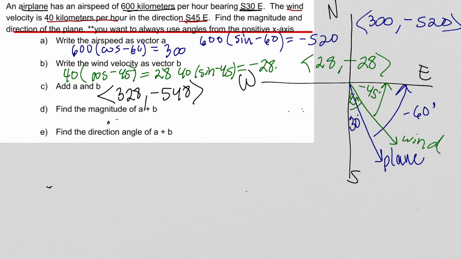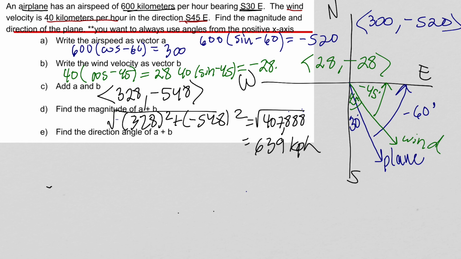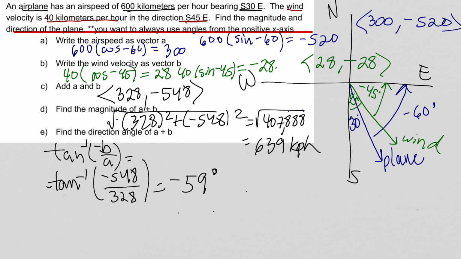Now I'm going to find the magnitude of that. So when I do the formula, I get it to be about 639 kilometers per hour is the speed of the plane after the wind affects it. And the direction angle, I'm going to use that formula, inverse tangent of B over A. That comes out to be in the direction of negative 59 degrees there. So here is my speed of the plane as a result of the wind. And here's my direction angle as a result of the wind.